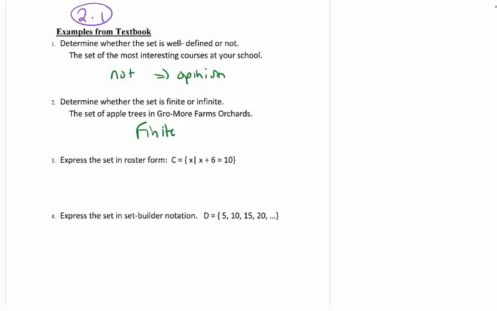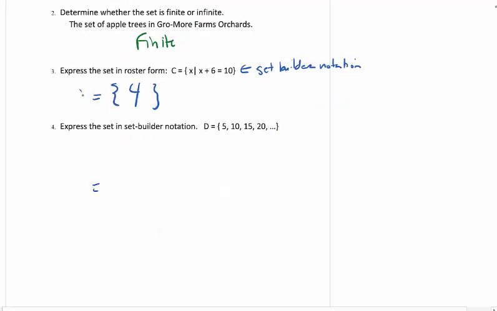So number three, express the set in roster notation. This notation right here, let's just be careful and clear, this is called set builder notation. And this is a more mathematical notation. So we always start with x, such that, which is the bar, and then tell me what my labels are on this piece. Roster says, put your braces and list your elements inside separated by commas. So x plus 6 is 10. There's only one number that works, so that is my answer. C is equal to the set that includes only the number 4.